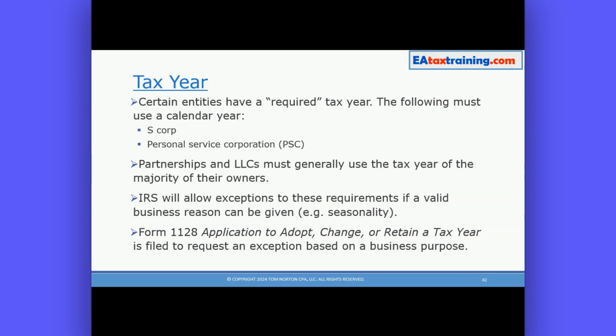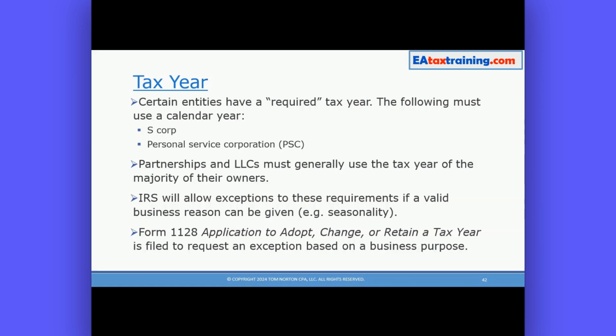Now, the IRS will allow exceptions to these requirements if you have a valid business reason, for instance, seasonality of the business. So if you've got a valid business reason, you can file this Form 1128 for an application to adopt, change, or retain a tax year.